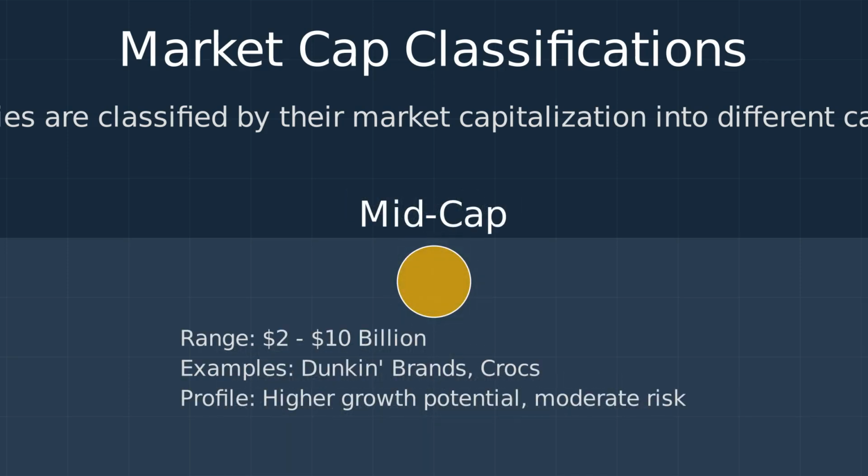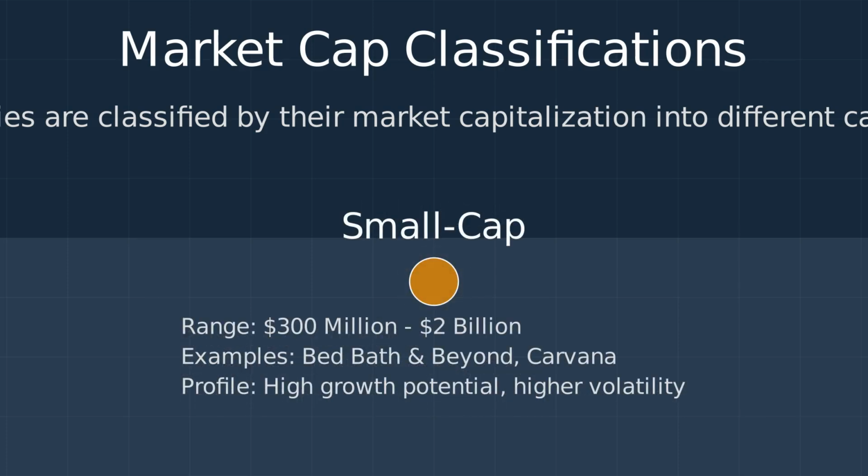Mid-cap companies fall between $2 and $10 billion. These include growing businesses like Dunkin' Brands and Crocs, offering a balance of growth and stability. Small-cap companies are valued between $300 million and $2 billion. These smaller businesses, like Bed Bath & Beyond and Carvana, often offer higher growth potential, but with increased volatility.